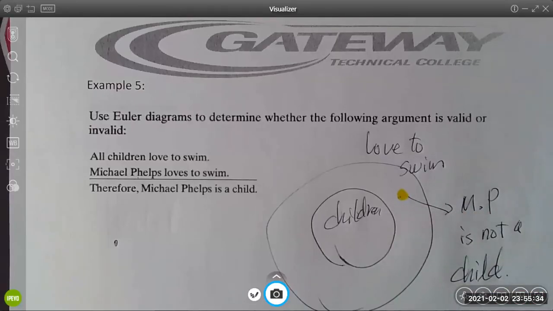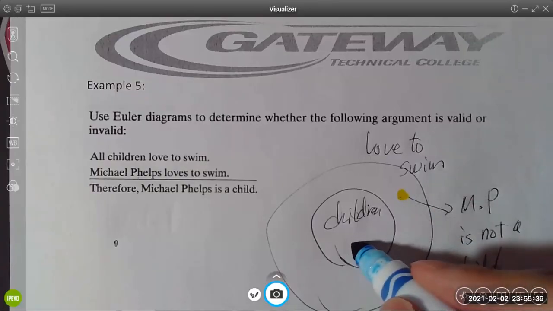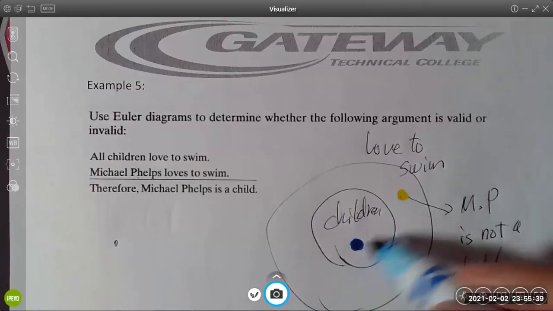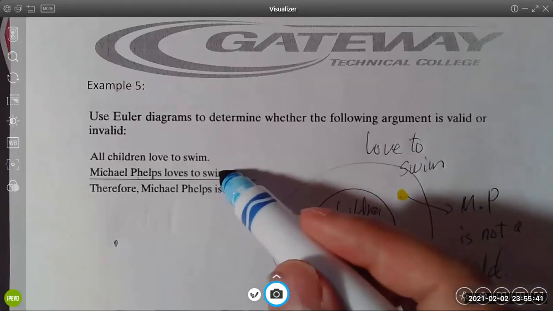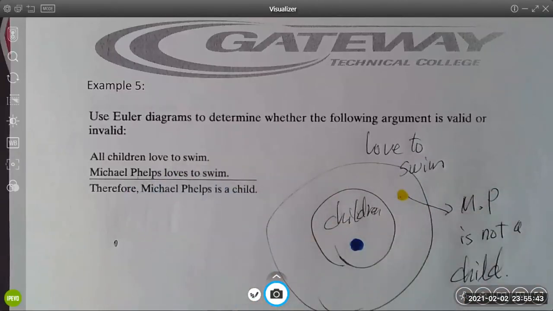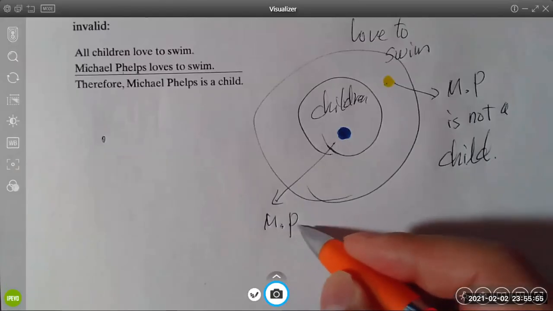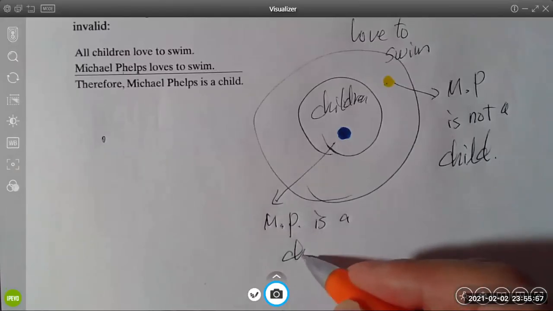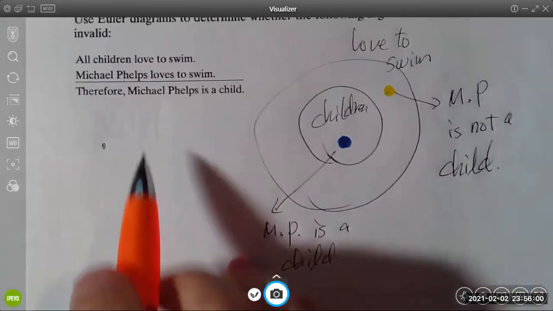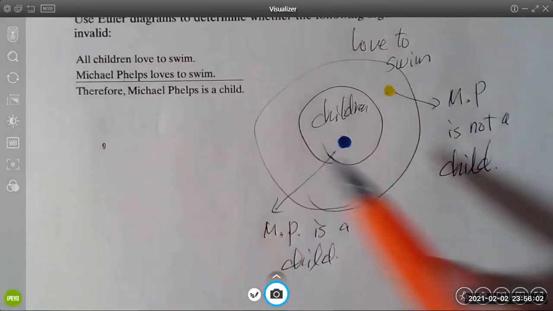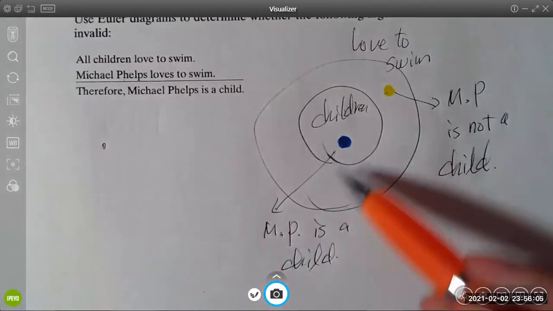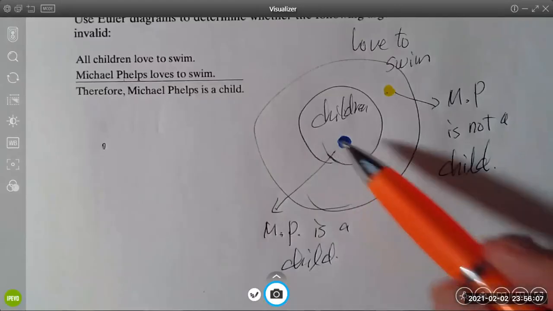But we could also put this dot in here because as long as we put it inside the love to swim circle, it will fulfill the requirement of the second premise, right? So if I put it here, what is the conclusion then? It's inside children's circle. And here, the conclusion is that Michael Phelps is a child. They drew a conclusion based on this, but we could draw a different conclusion based on this way of drawing the second premise.